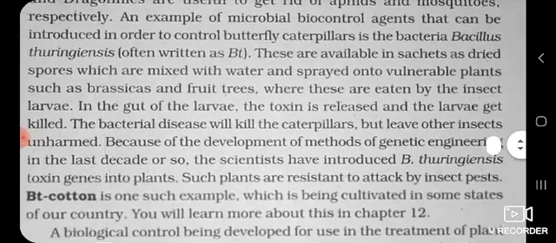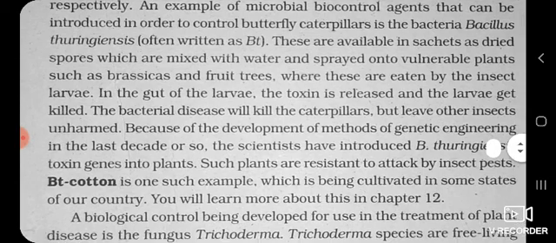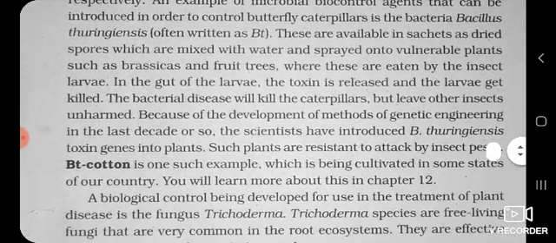These are available in sachets as dried spores which are mixed with water and spread onto vulnerable plants such as brassicas and fruit trees, where these are eaten by the insect larvae. So here this Bacillus thuringiensis controls the caterpillars of the butterfly, and the powder in the form of dried spores is applied on plants like the brassicas and the fruit trees, because on these plants there is a pest which can be killed by this Bacillus thuringiensis.